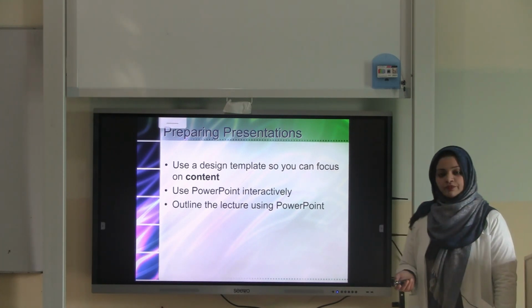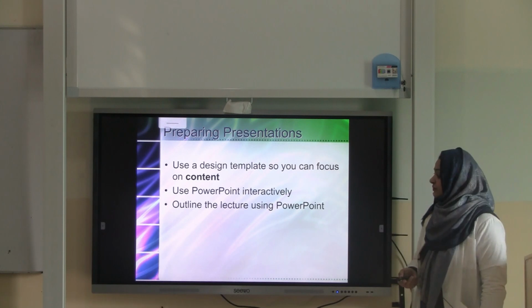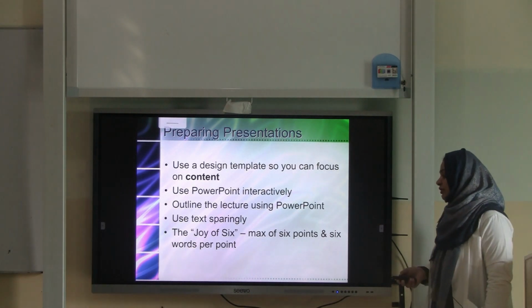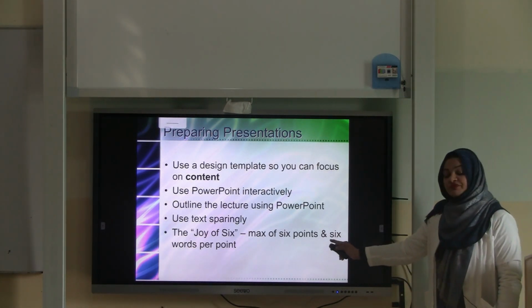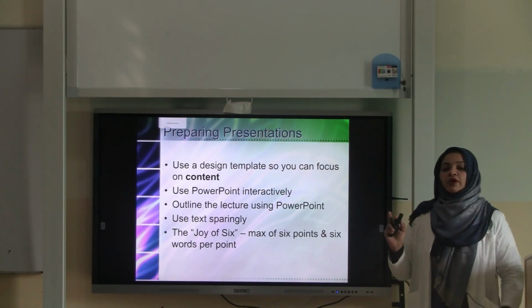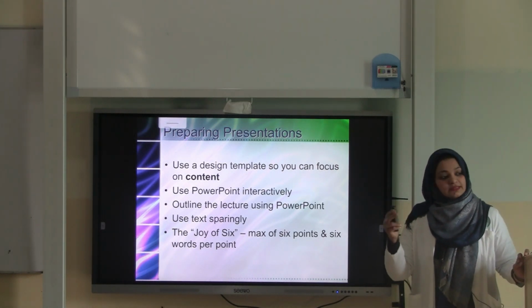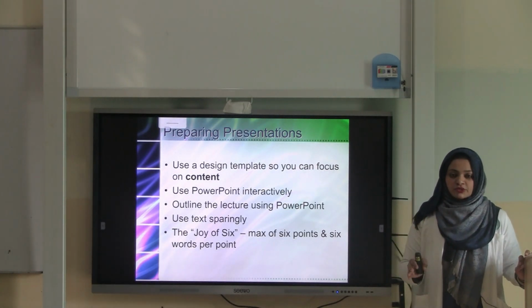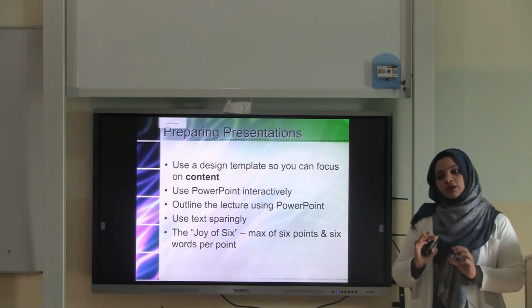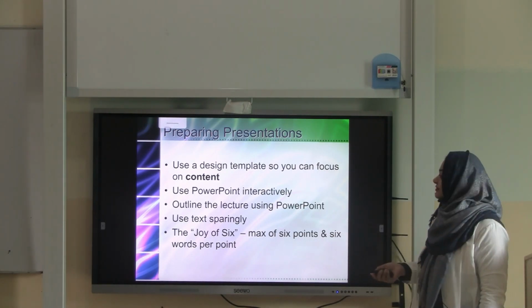Outline the lecture using PowerPoint. You have to make your outline according to your presentation. Use text sparingly. The joy of six: a max of 6 points and 6 words per point. This is a very important thing for your PowerPoint presentations. There must be no more than 6 points in one slide. If you exceed the number of points, your focus is just over. You cannot focus on the point properly. So don't make the slides heavy with a lot of text. Not more than 6 points. This is named the joy of 6 in PowerPoint presentations.